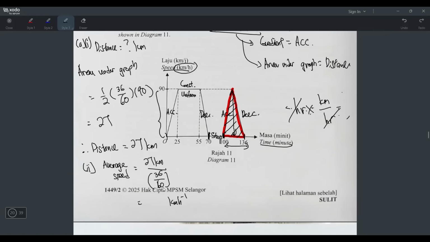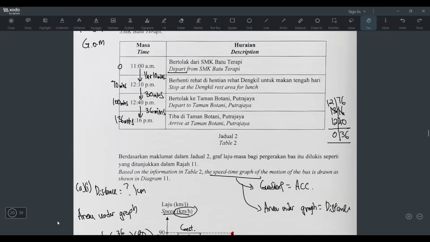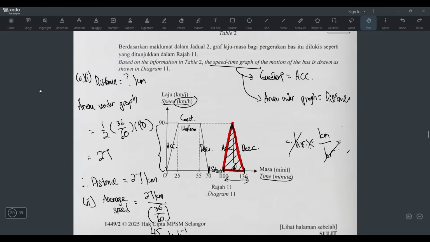Okay? Alright, so let's press this. 27 divide 36 over 60. But make sure you put bracket. Alright, so the answer here will be 45. 27 times 60 divide 36. Yeah, 45. So the average speed is 45 kilometer per hour. So now let's describe. So dot dot dot. Okay, I can write the car. Wait, is it car or a bus? Sorry, the bus.